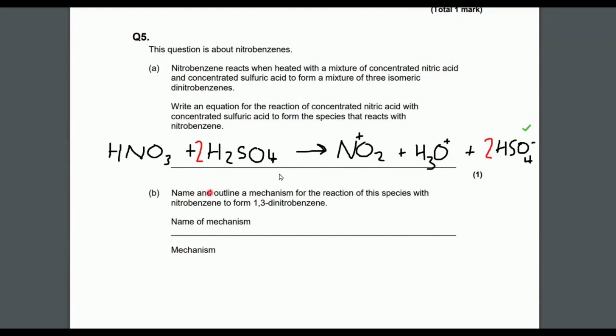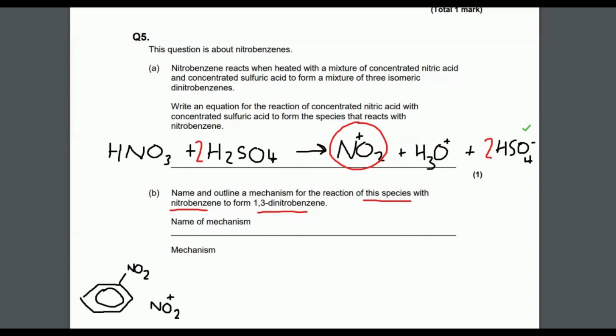Okay, part B: name and outline a mechanism for the reaction of this species with nitrobenzene to form 1,3-dinitrobenzene. So what they're saying is you've got the NO2+, the nitronium ion that they talked about in the first part of the question. They're saying name the mechanism and outline how what I've circled there, the NO2+, attacks normal nitrobenzene, or 1-nitrobenzene, to form 1,3-dinitrobenzene. So let's write out the mechanism for that. Once again, pause the video, have a go yourself on some scrap paper, and then unpause and watch the walkthrough.